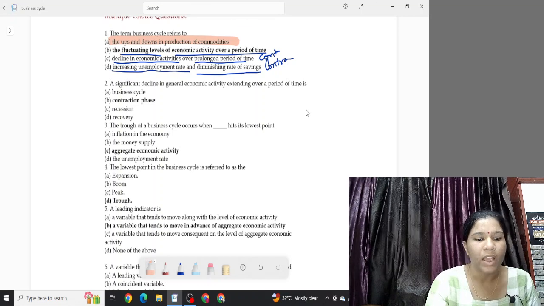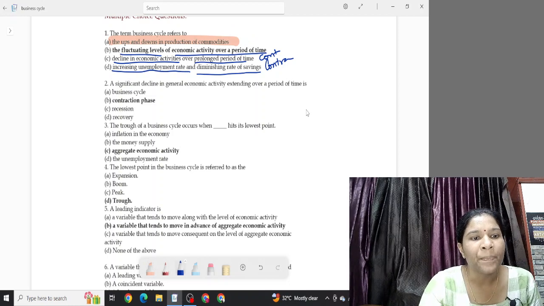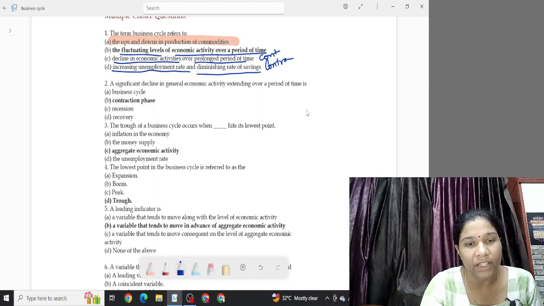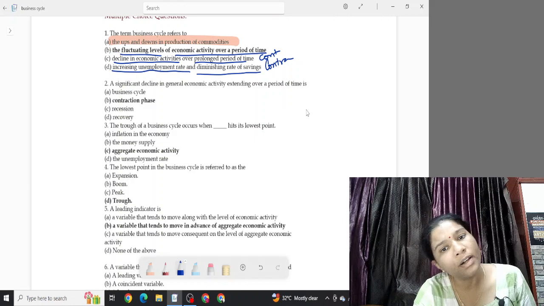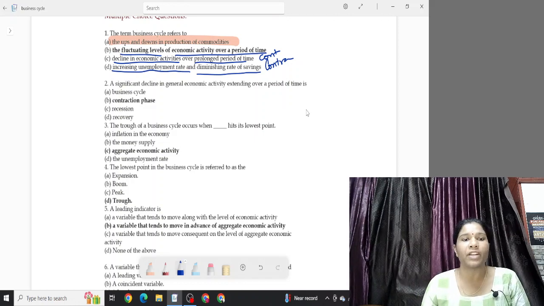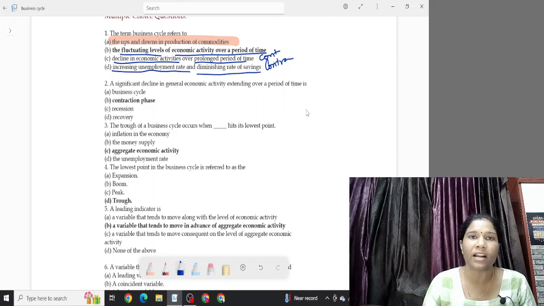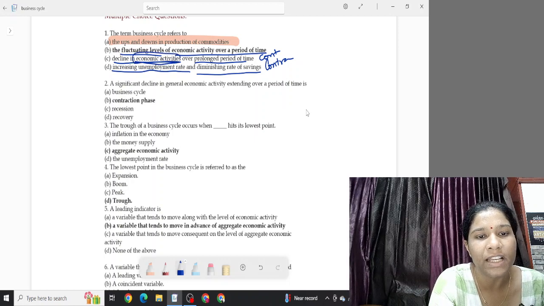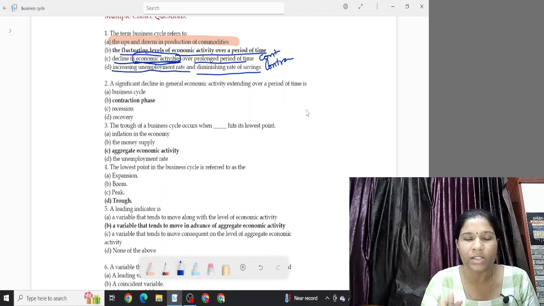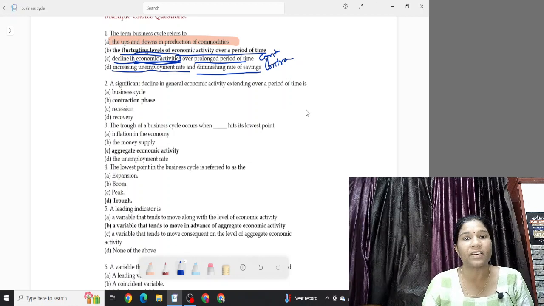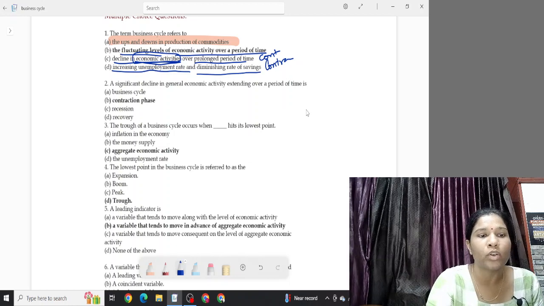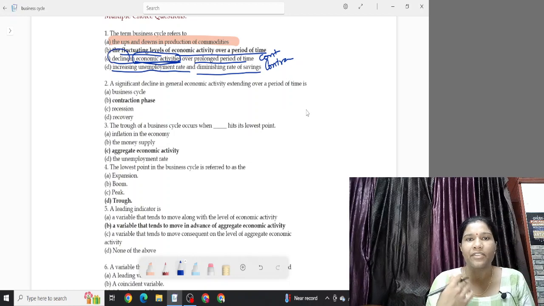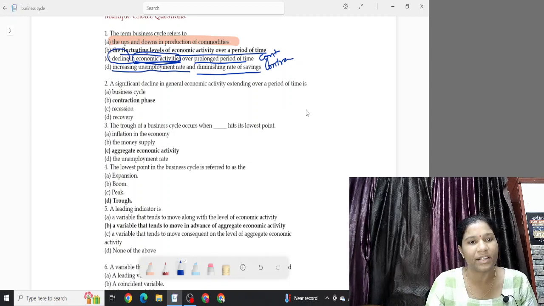Okay, this is wrong. Next one is decline in economic activities over a prolonged period of time. See, over a prolonged period of time, there is a decline in economic activities. Here they are saying that total economic activities is covered here. They are not saying that only production of commodities. They are saying it is the entire economic activities. But they are saying that it is only about the decline. So if they are talking about decline, then it means contraction.